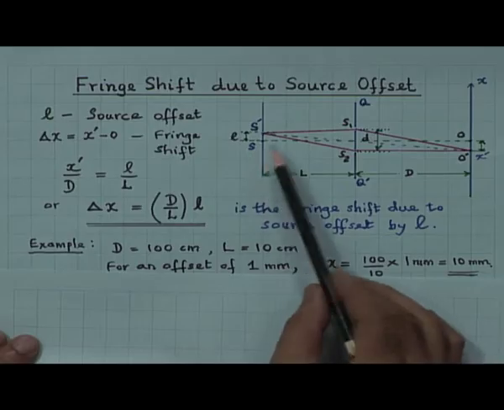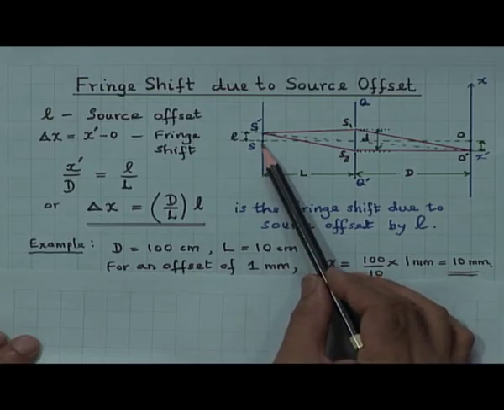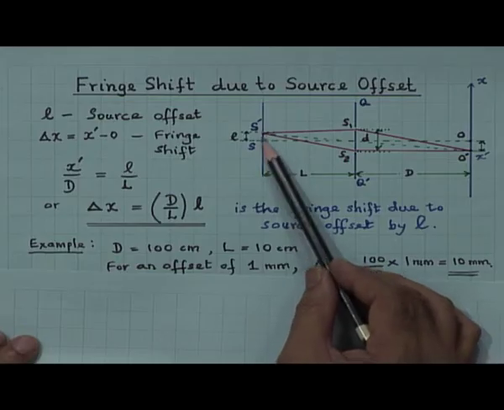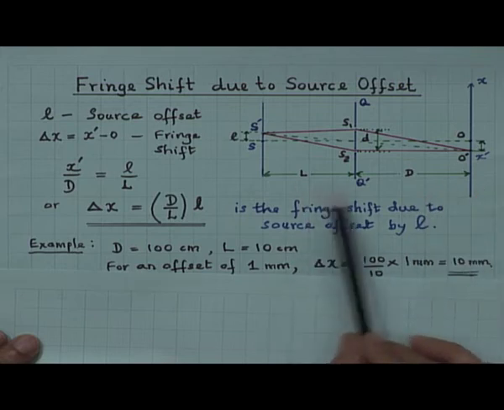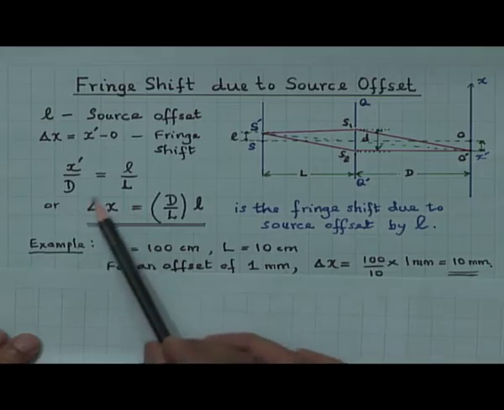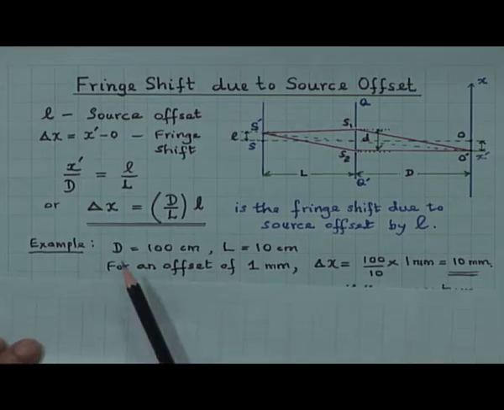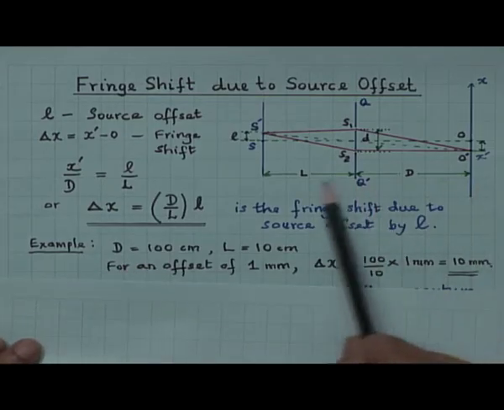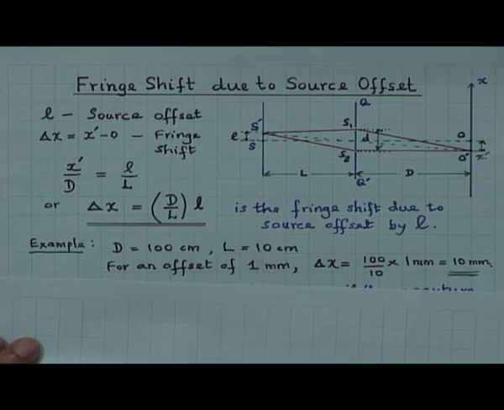In other words, if an offset is given, if it is given to you that the source S is offset by a certain amount and the corresponding separations D and L are given, then you can determine what is the fringe shift. So, it is the fringe shift due to source offset by l. Take an example, put some numbers. Typically D is about 100 centimeters, and L could be tens, maybe 10, 20 centimeters. I have taken L equal to 10 centimeters.